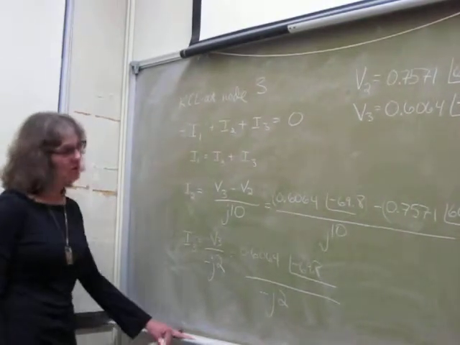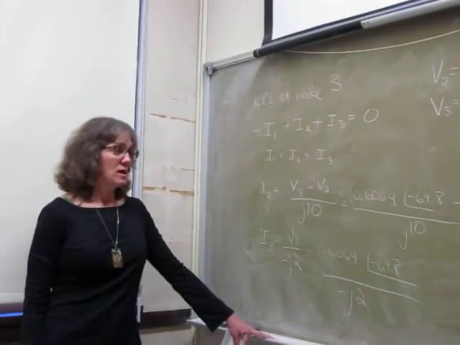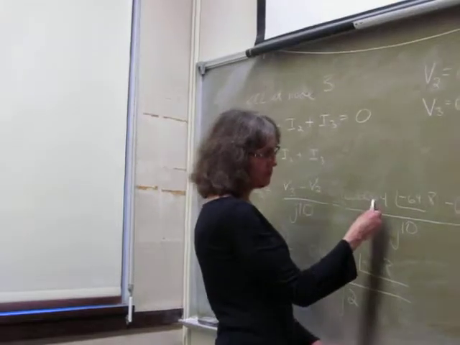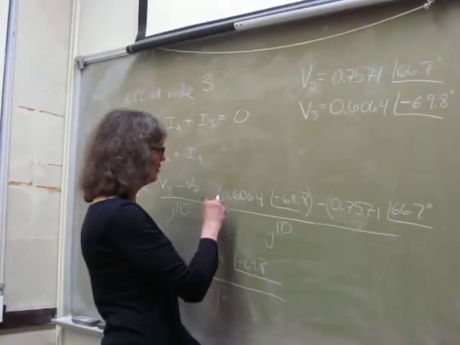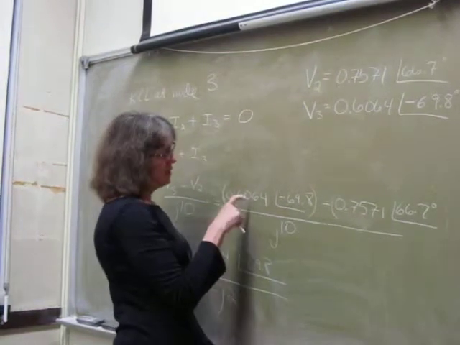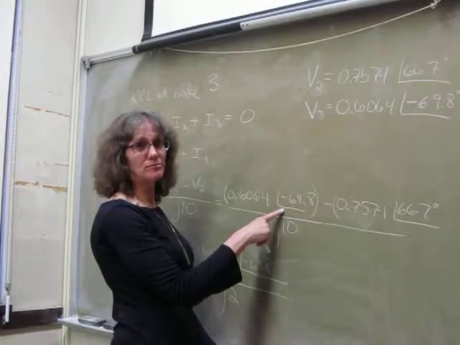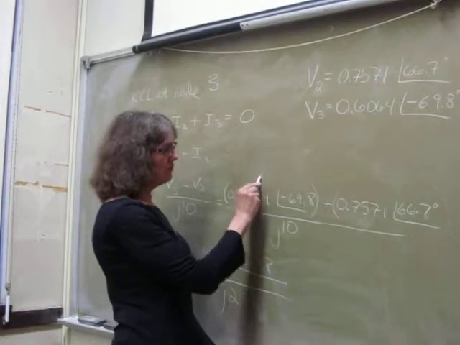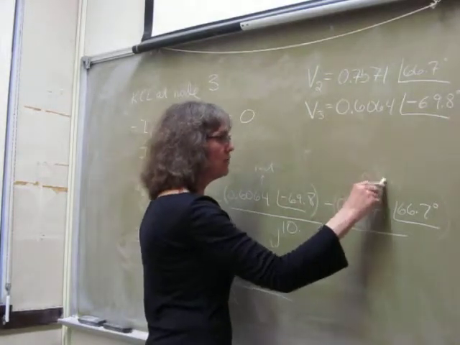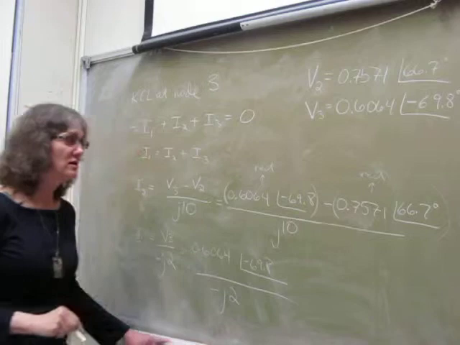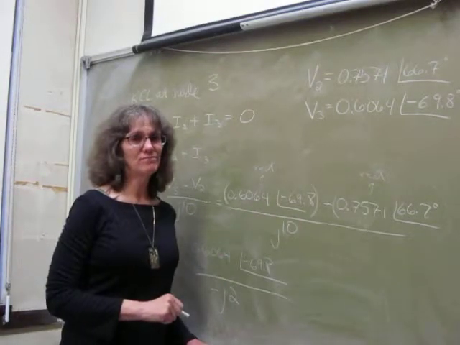All right, so you have to know how to add and subtract using complex numbers. Here we have this complex number subtracting this complex number. You have to convert the polar form of the complex number to the rectangular form. So you convert this to the rectangular form, this to the rectangular form, then you can carry out the subtraction, then you convert it back to polar form, and then you can do the division.